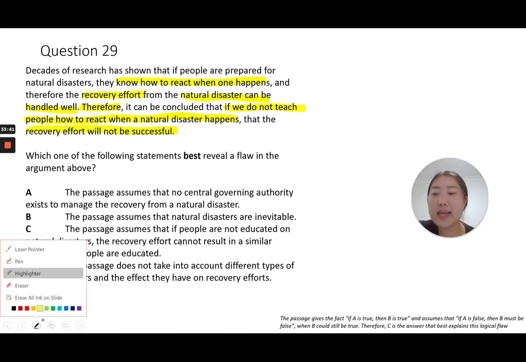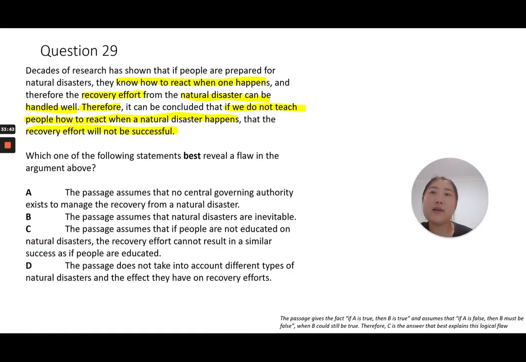So the mistake that they're making here is saying just because something happened once and it was good, means, in their perspective, that if we don't do that, then whatever outcome would happen would be bad or devastating or not successful. And that's not necessarily true, okay? Just because it worked that one time does not mean when you take it away, it will definitely fail, will definitely not work. So C is one that explains that flaw.